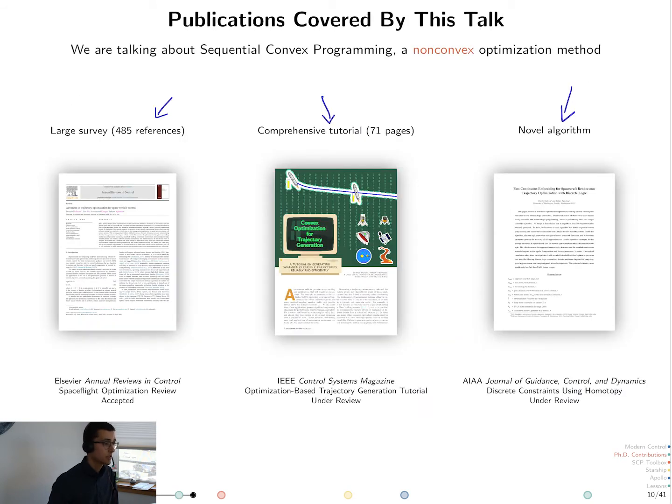So the publications, again, all of these happened since my general exam, that underpin the contents of this presentation are these 3 papers. A survey paper on spaceflight optimization, a comprehensive tutorial on the lossless and successive or sequential convex programming methods, and finally, a novel algorithm for how we can do essentially mixed integer programming without the integers by using sequential convex programming. So we'll talk about all of these.